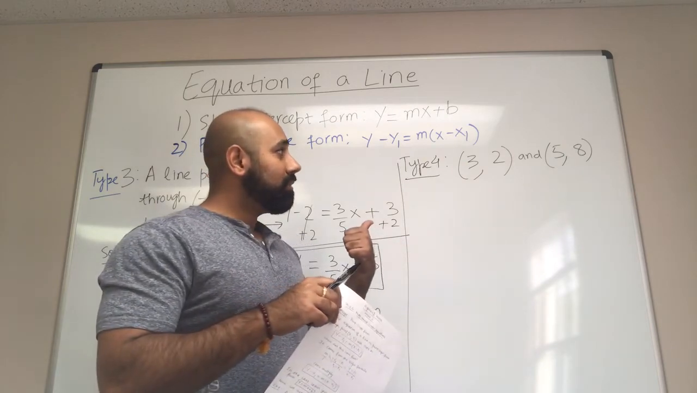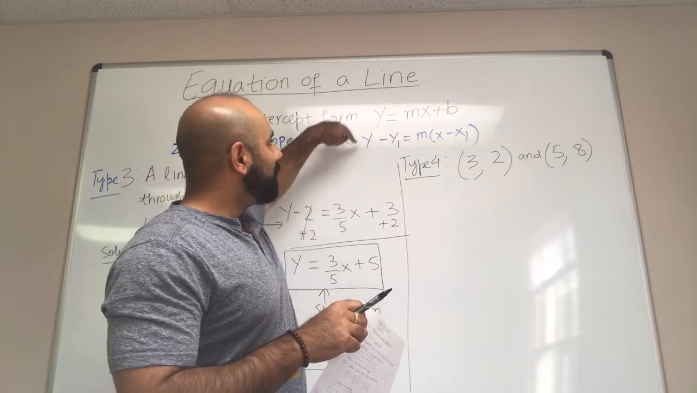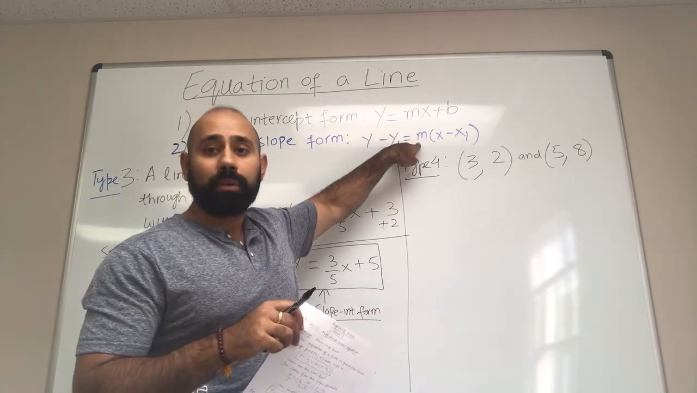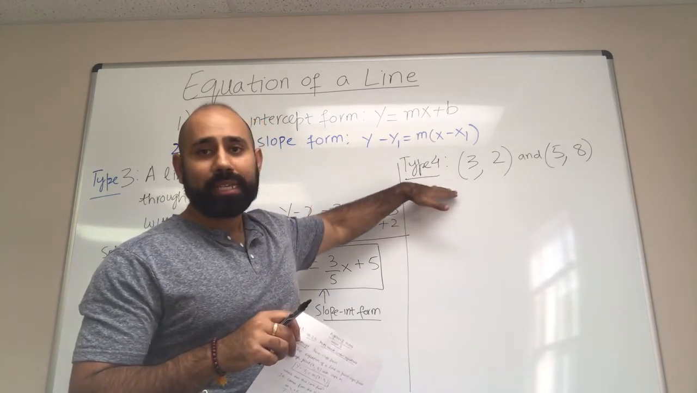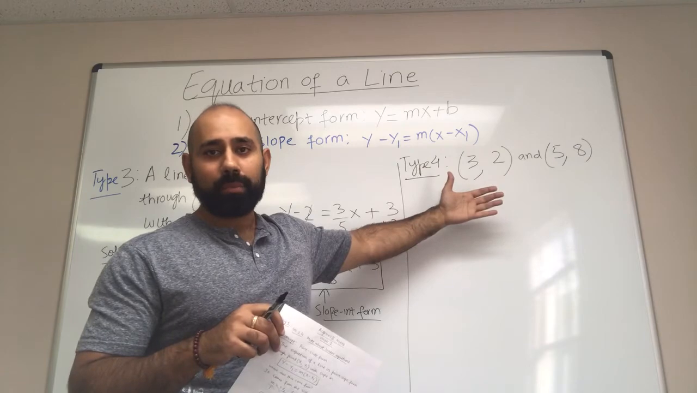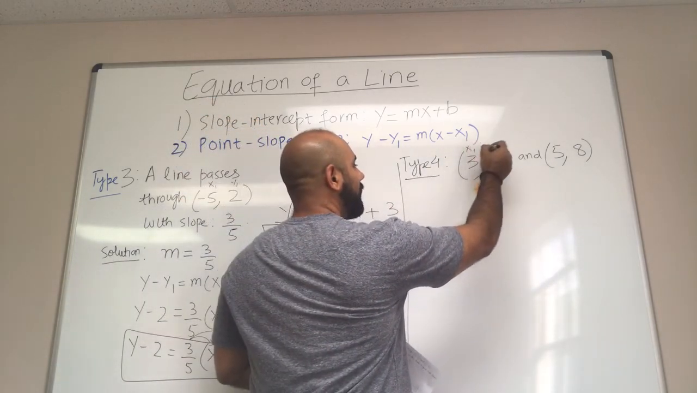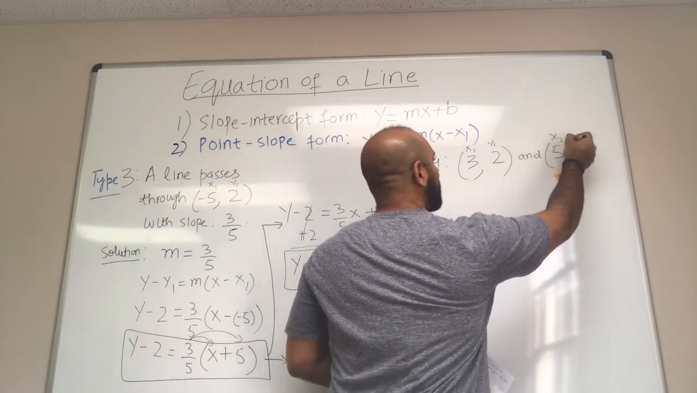So first, let us go ahead and try to find the slope, because if you look at both of these forms, in both of these forms we need to know the slope, right? So the first thing that we should do in this case is to find the slope. So let's go ahead and find the slope. Again, I would like to label this as x1, y1, and obviously this would be my x2, y2.